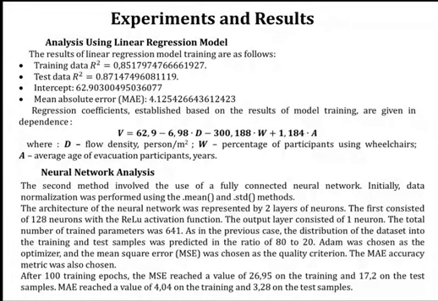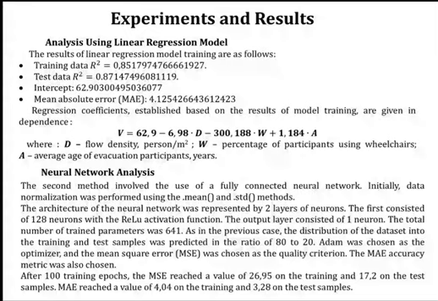As in the previous case, the distribution of the dataset into the training and test samples was set in the ratio 80% the training dataset and 20% was the test dataset. Adam was chosen as the optimizer, and the mean squared error was chosen as the quality criterion. The mean absolute error accuracy metric was also chosen.